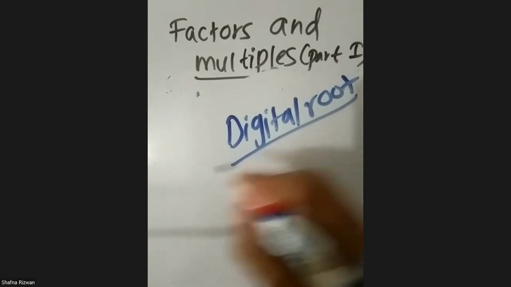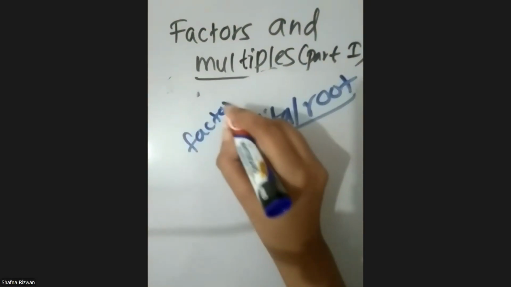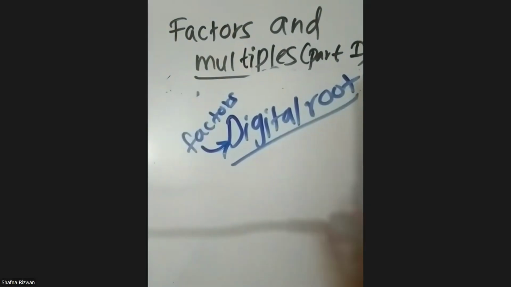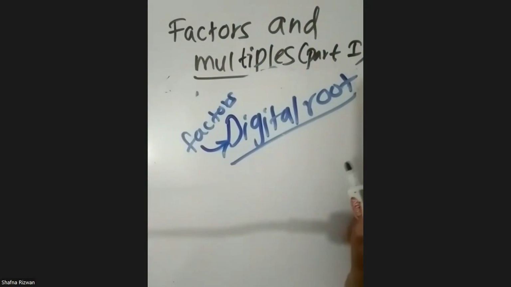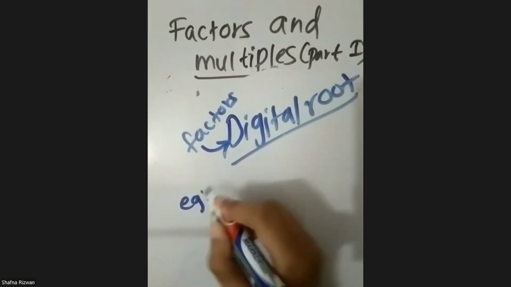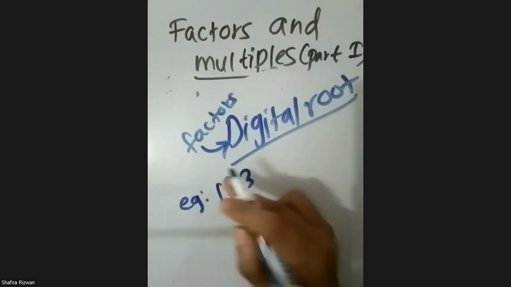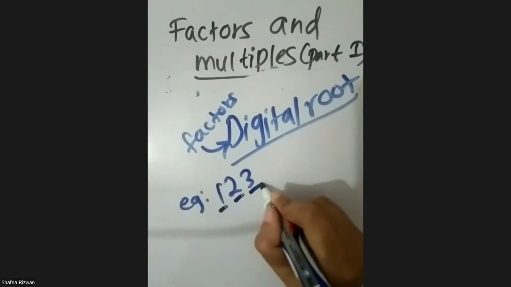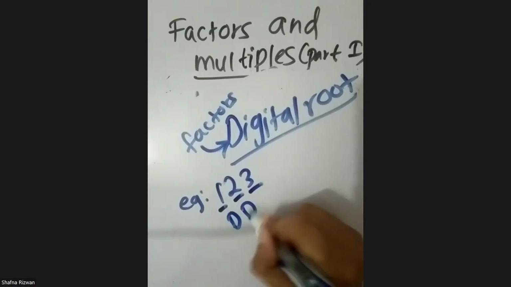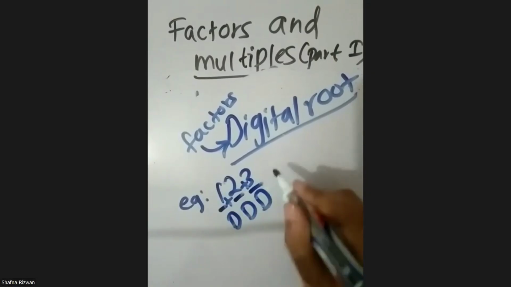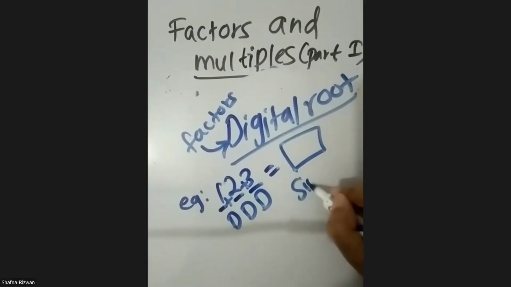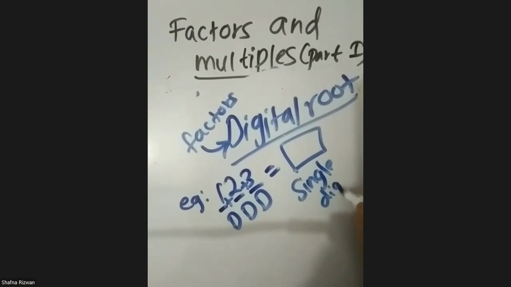If you want to find the factors quickly or faster, the easy method you can use is digital root. So what is digital root? For example, I am taking a number 123. Digital root means I have to take all the digits of this number and add them together so that finally I will get a single digit as my answer.